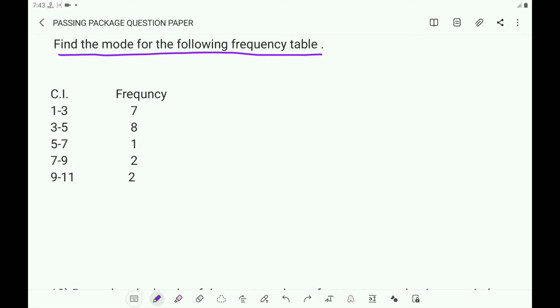Here we have to find out the modal class first. How will you get the modal class? Here we have to find out the highest frequency. Which is the highest frequency here? The maximum frequency. Here you observe the frequencies. The highest frequency is 8. Therefore, 8 is the frequency of the class interval 3 to 5. So it is the modal class.